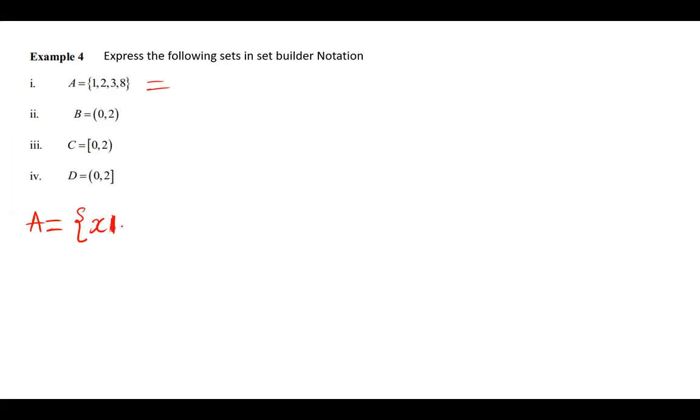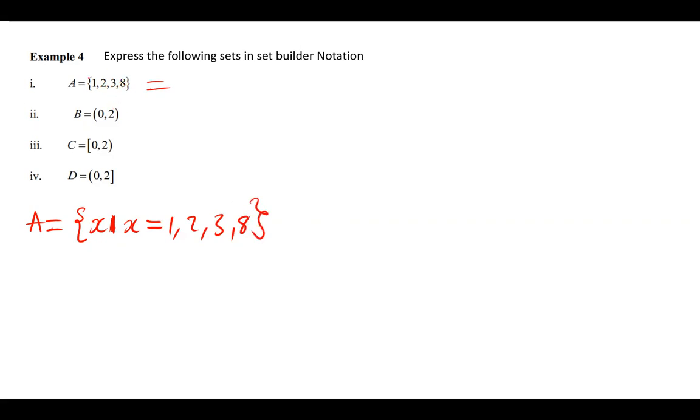X is such that X is a member of natural numbers. You can either say natural numbers or whole numbers. But the most important thing in this case, since we have numbers that have been skipped from 3 to 8, there are numbers that have been skipped in between there. So we can just say X is equal to, just write that 1, 2, 3, then 8. So this one is straightforward because there are numbers that have been skipped.